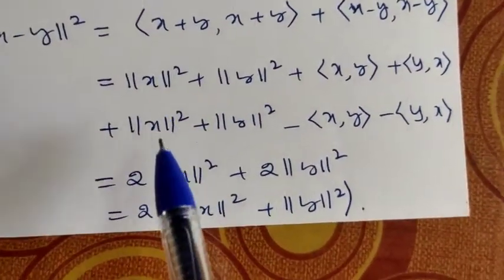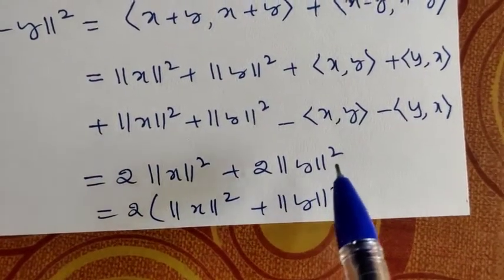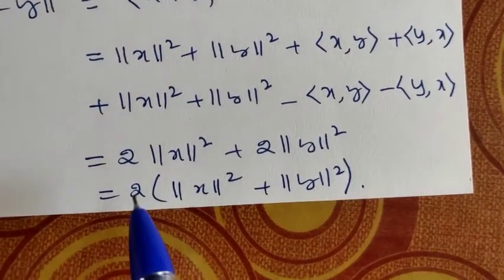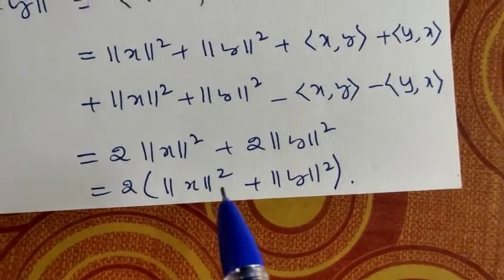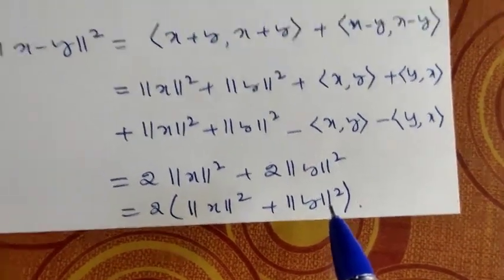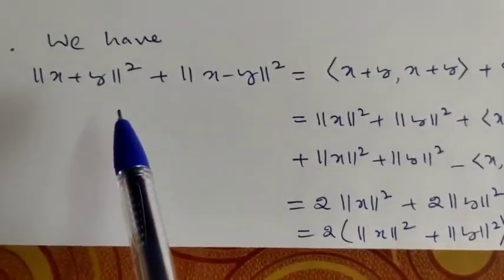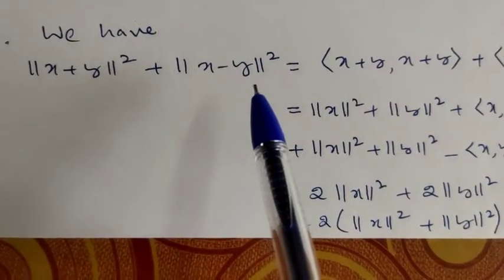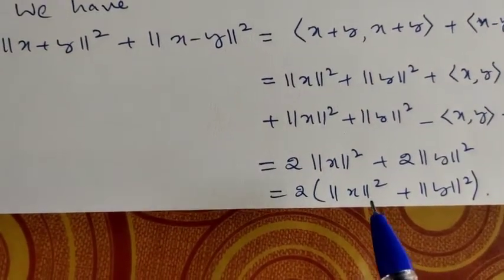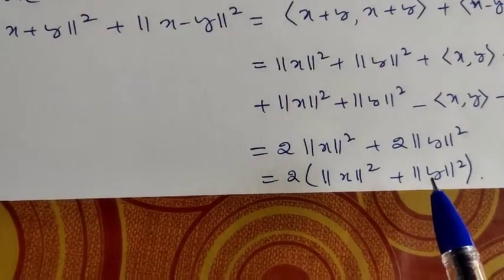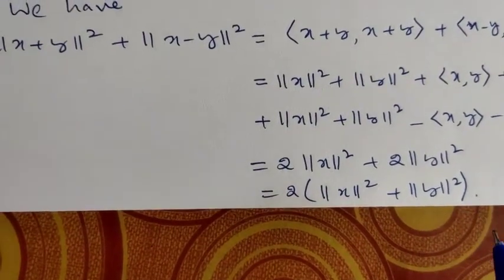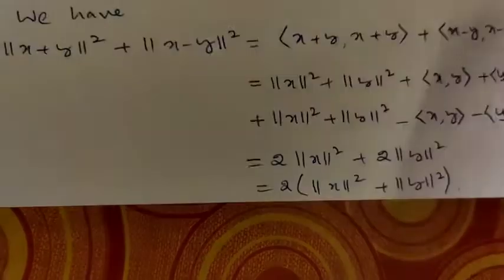This gives 2 times norm of x square plus 2 times norm of y square. So 2 can be taken out. So this is 2 times the sum of norm of x square plus norm of y square. So norm of x plus y whole square plus norm of x minus y whole square is 2 times norm of x square plus norm of y square. This is the parallelogram law.